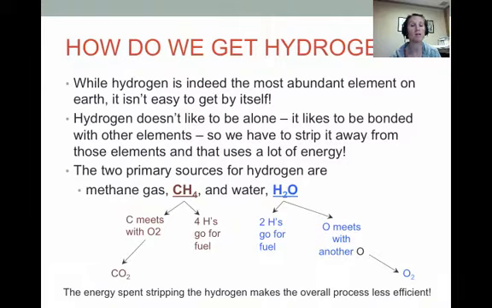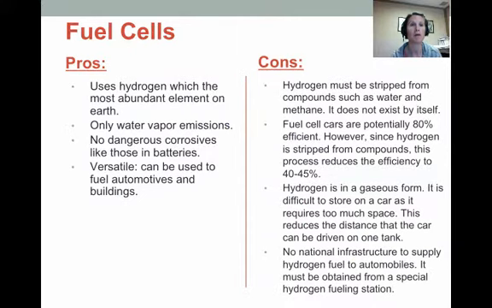And then you end up with four hydrogens, which are basically two hydrogen gas molecules to go in for the fuel. If you use water, you can strip off two hydrogens. The single oxygen goes up and meets with another single oxygen, and you get an oxygen molecule as the result, which is good. And then you get the hydrogens that can go into the fuel. So again, at the bottom there, the energy spent stripping the hydrogen is what makes this process less efficient.